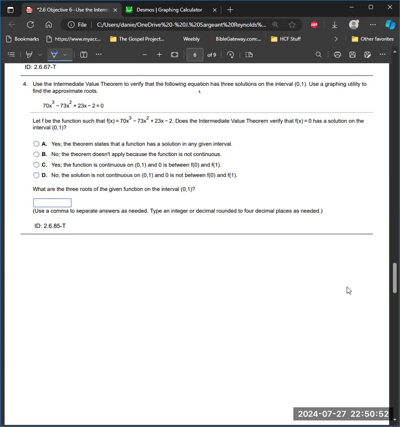If we find f of 0, we get -2. If we find f of 1, we get 70 minus 73 plus 23 minus 2, be -3 plus 21 is going to be 18. So 0 is between -2 and 18. That's C.